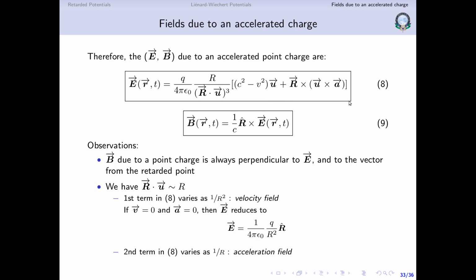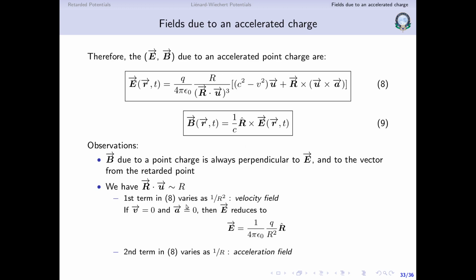A is 0 means the second term will become 0. V is 0, so in the first term we'll only have c square into u. When V is 0 and A is 0, u will simply become c into r cap, because u is defined as c r cap minus v. V is 0, so u will simply become c into r cap. So we can simplify this, and you can try it out for yourself.